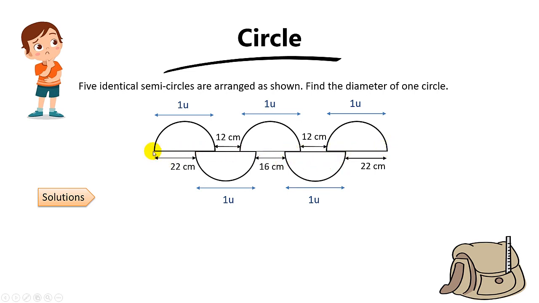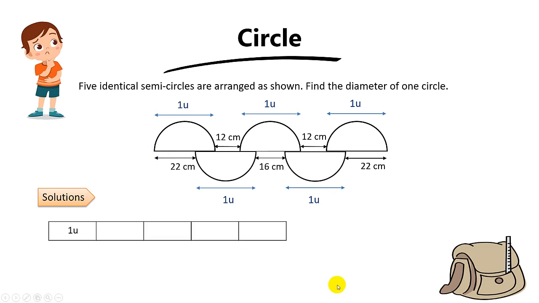Then we look at the length from here to here. Let's look at the top first. When you look at the top, we can see that 1 unit plus 12 plus 1 unit plus 12 plus 1 unit is the length from here to here. Then you look at the bottom. When you take 22 plus 1 unit plus 16 plus 1 unit plus 22, it is also the same length from here to here. Correct?